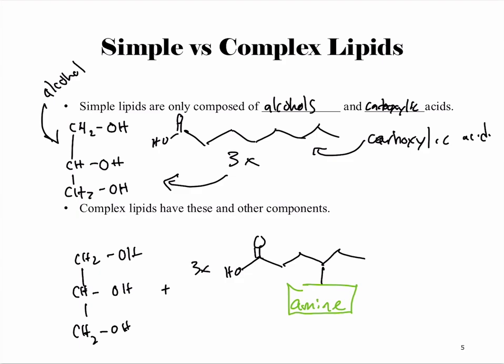Okay. So the difference is that a complex lipid has an amine? It doesn't necessarily have to have an amine. This is just an example of what it could have, right? So for example, it has something extra. So this can be anything extra, right? So it could have maybe multiple hydroxyl groups along the side chain or something like that as well.